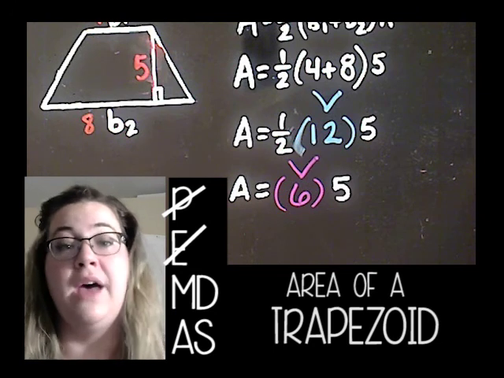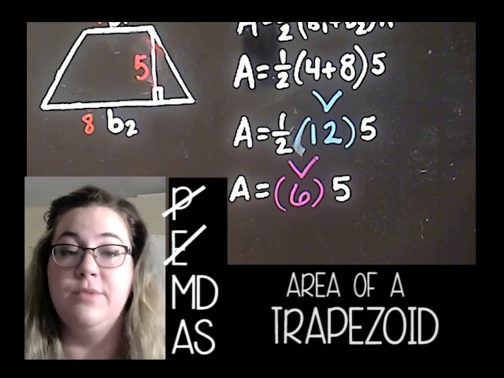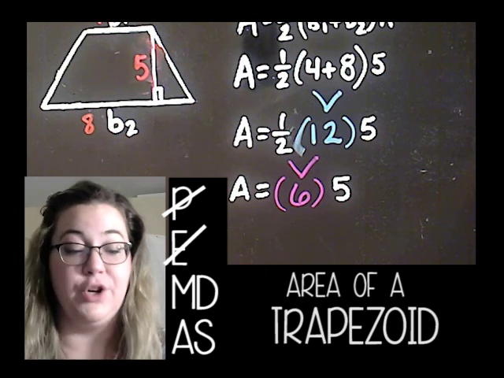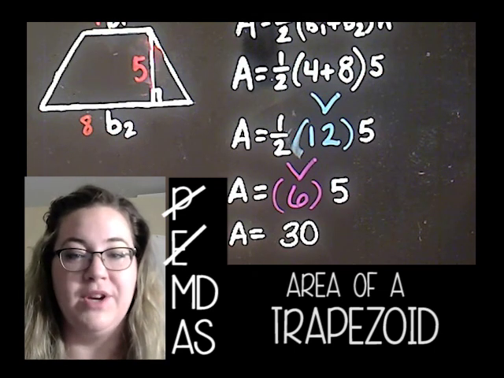Okay, so now the only operation left is still multiplication. 6 times 5 is 30. So my area for this trapezoid equals 30.